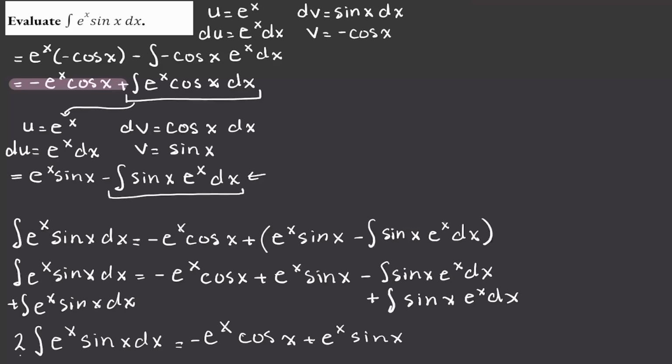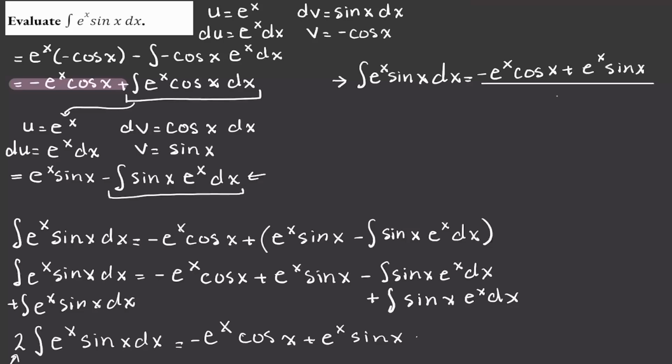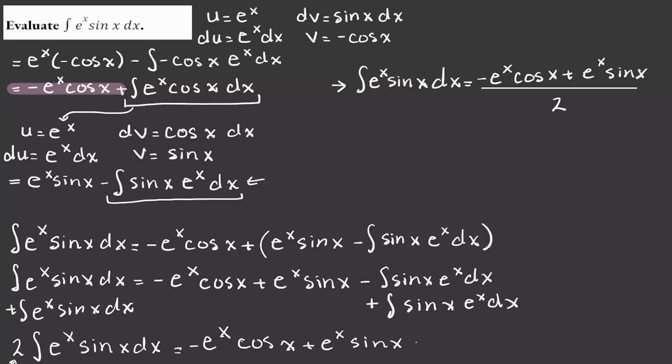Since I have this 2 in front of the integral, in order to obtain the solution I'm looking for, all I have to do is just divide that 2 to both sides, and then I would end up with my final solution: the integral of e^x sin(x) dx is equal to negative e^x cos(x) plus e^x sin(x), all over 2. And then don't forget the plus C at the end.